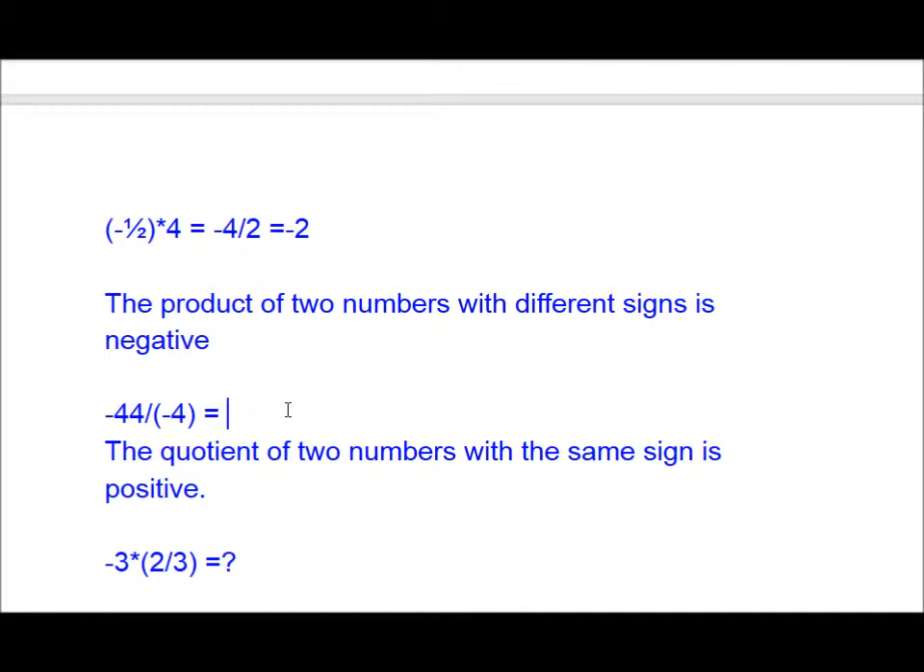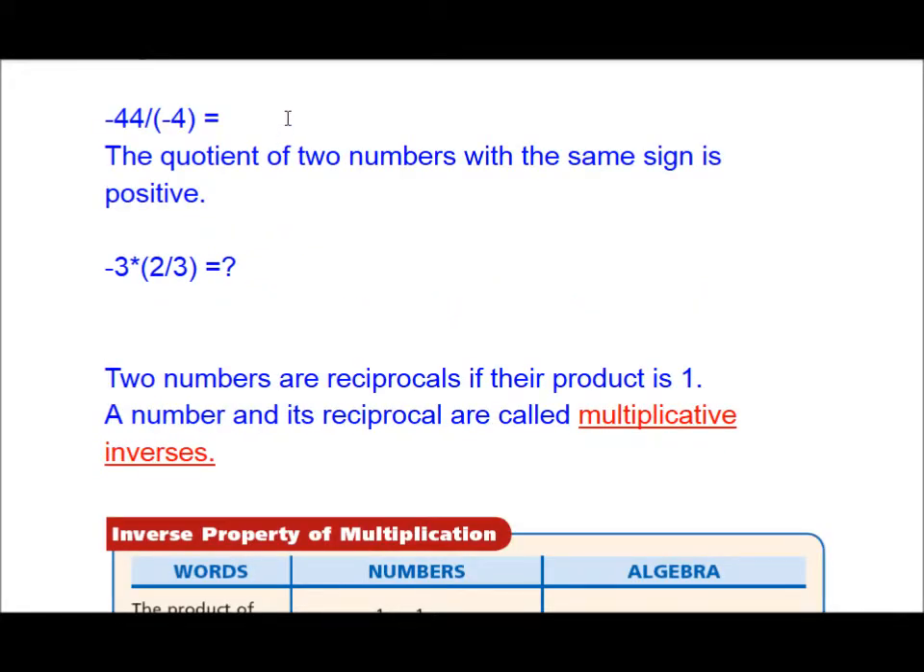Let's do this. Minus 44 divided by minus 4. Both have a negative sign. If both have a negative or both a positive sign, the result is positive because there are two negative signs. So 44 divided by 4. 4 ones are 4, so it will be 11. 11 fours are 44. So the answer is 11. The quotient of two numbers with the same sign is positive.